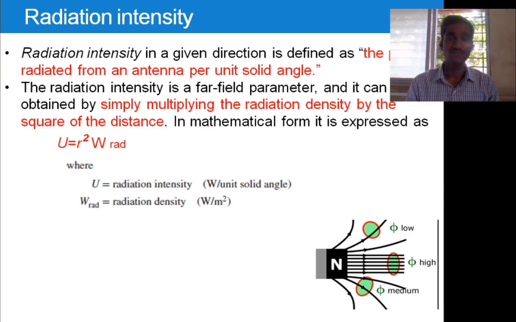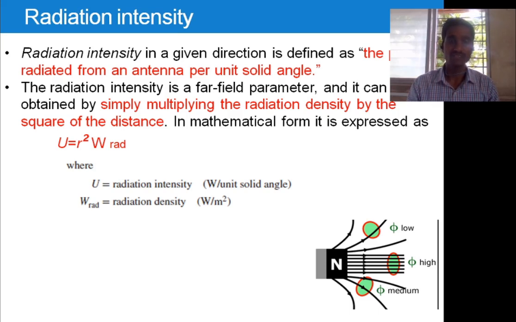So what do we mean by radiation intensity? Radiation intensity in a given direction is defined as the power radiated from an antenna per unit solid angle. Now, the name suggests that the radiation intensity is nothing but how the energy is concentrated in a particular region or a particular area.